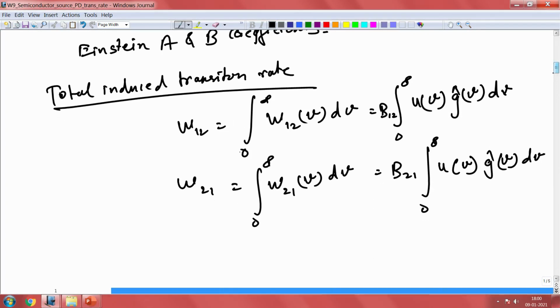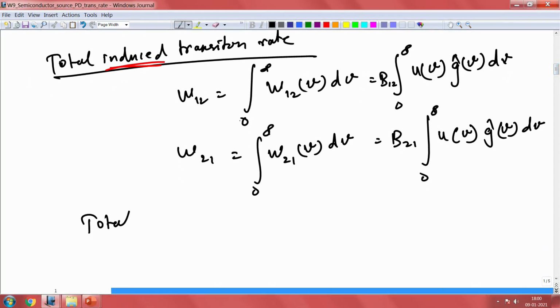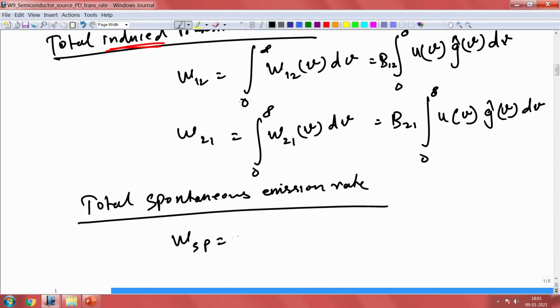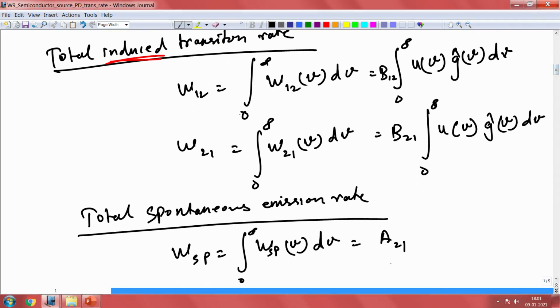So, now this is the total induced transition. Induced transition you should understand, underline here. So, what is the total spontaneous emission? The spontaneous emission rate, that is WSP, which is given by integral WSP(nu) d nu, which is A21, as simple as that. Okay. So, these are all the factors that determine your transition rates between the different levels here.